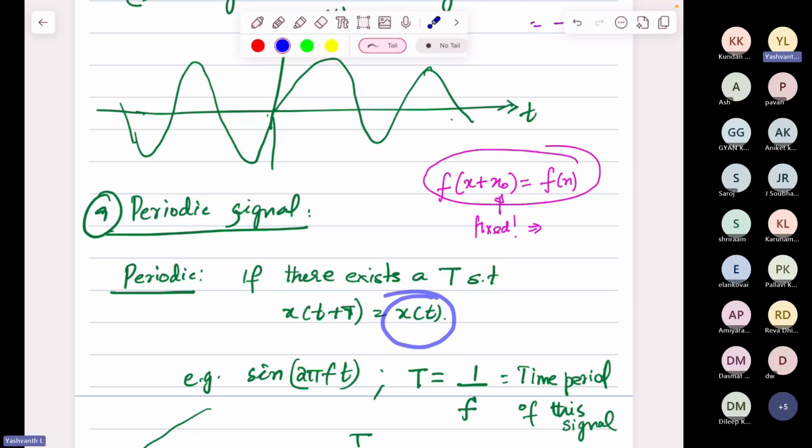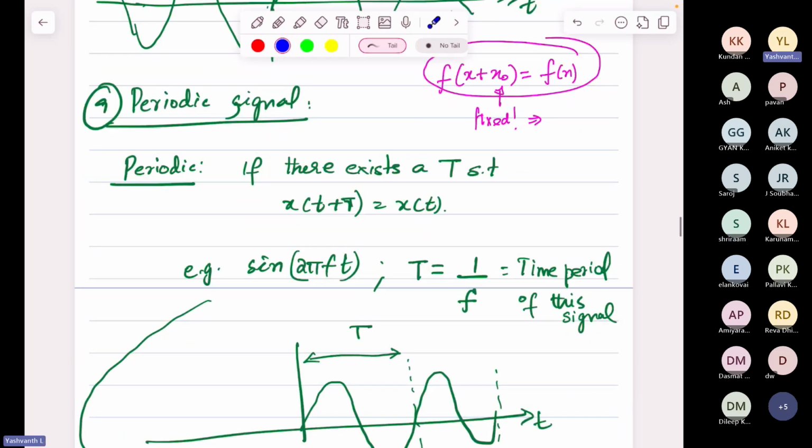If a function is periodic, then the natural question is what is the period of the signal? That is, after how many cycles will it repeat itself again? In the earlier example, x naught is a period. Similarly, in this definition, capital T is a period. So x of t is a periodic signal if x of t plus capital T is equal to x of t, and it is periodic with period capital T.